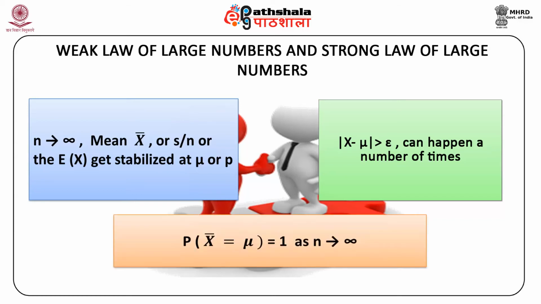That is, the probability that X bar is equal to mu is equal to 1 as n tends to infinity. In other words, when n tends to infinity, the sample mean will converge to the population mean mu with probability 1. Thus, the law of large numbers is said to be strong because it guarantees stable long-term results of the averages of random events. This is certainly a strong mathematical statement.